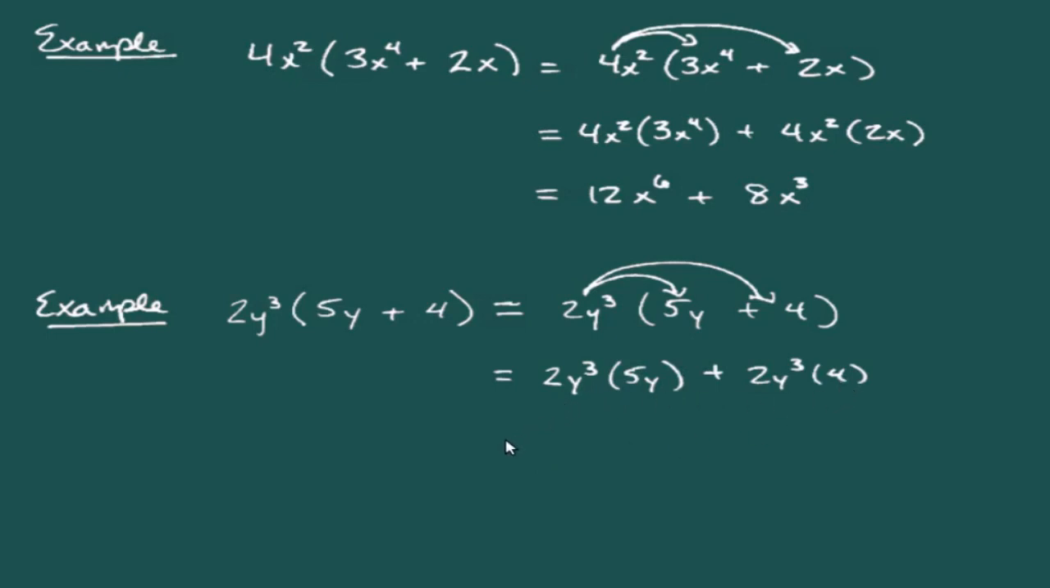Multiply coefficients, add the exponents, so 2 times 5 gives us 10, y to the 4th power. Multiplying coefficients, adding exponents, 4 times 2 gives us 8, y to the 3rd power. So our final answer, 10y to the 4th plus 8y cubed.